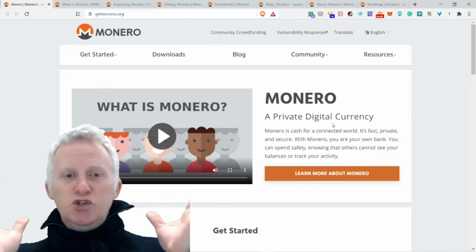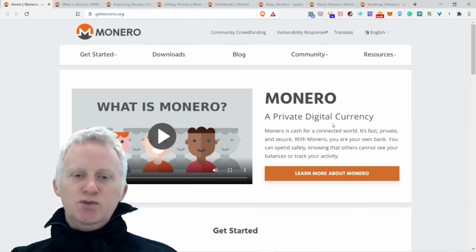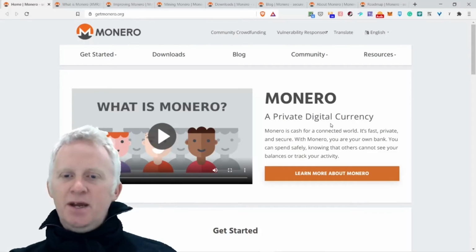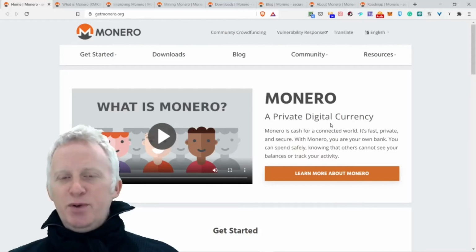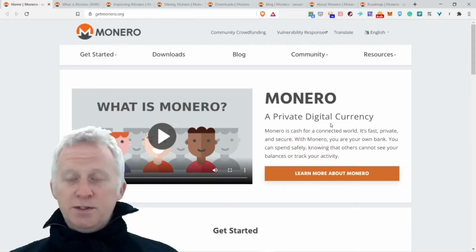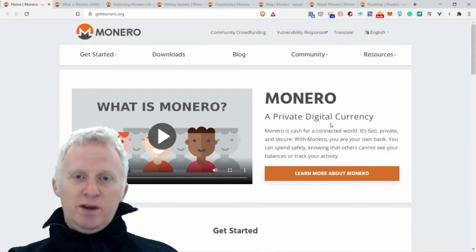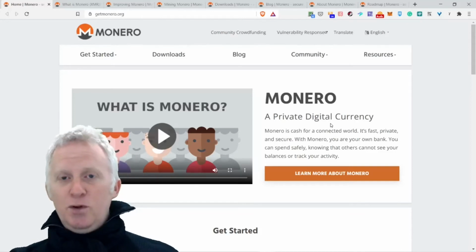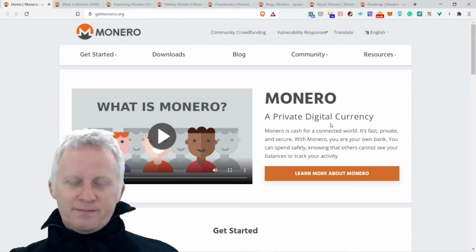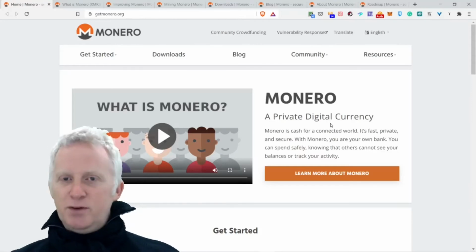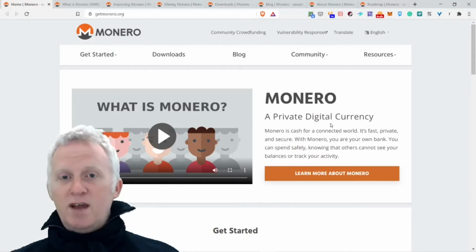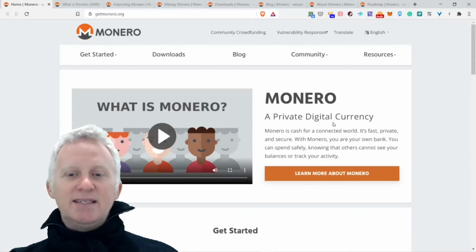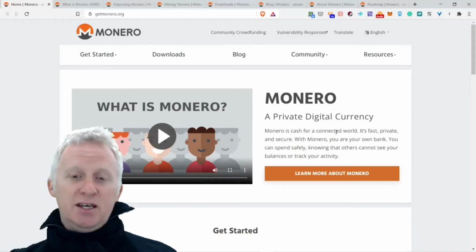So let's jump to Monero today. Monero is a peer-to-peer cryptocurrency, anonymous, the same thing as Bitcoin or Litecoin. Bitcoin is the gold standard and Litecoin is the silver standard. But Monero is the same thing, peer-to-peer transactions, but anonymously, with your privacy in mind. So what is Monero? A private digital currency.